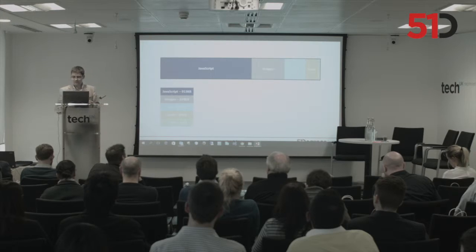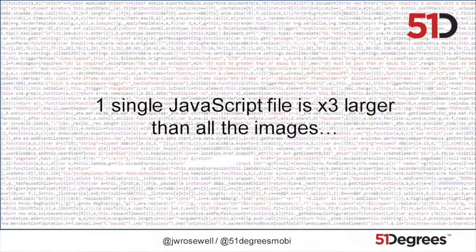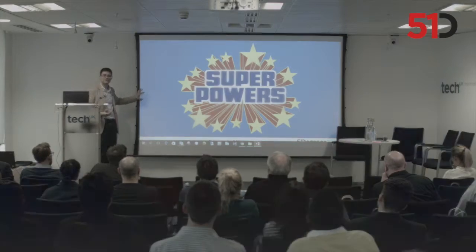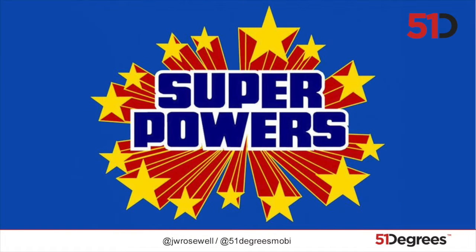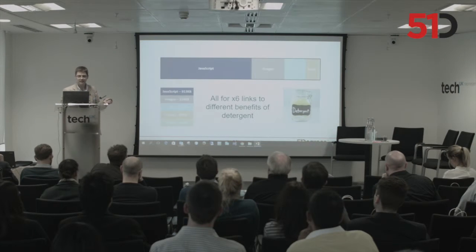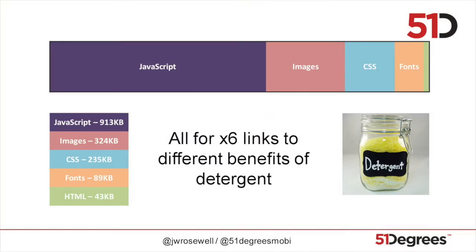So this site has one single JavaScript file that's 3 times larger than all the images. This must be a site that has some major programming need. It must be doing something really special to need that much program. It must have superpowers as a result, because it's got so much JavaScript in it. So this particular website and this particular homepage, its main purpose is to provide 6 links to different benefits of detergents. It doesn't need superpowers. It's just promoting through 6 links benefits of detergents.